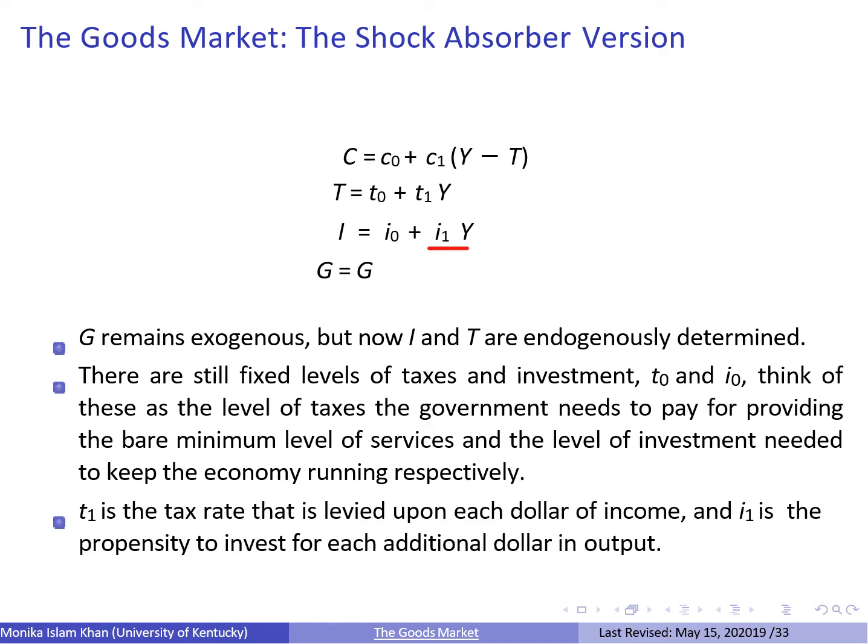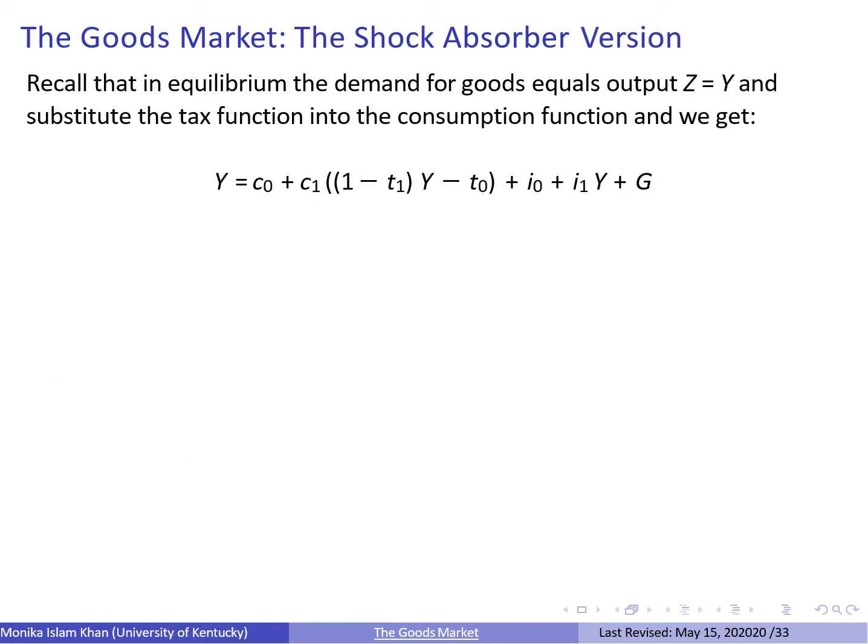This I1 here is also called the propensity to invest for each additional dollar in output. To solve for the equilibrium output here, we substitute for the tax function and the investment function into the demand for goods equals output equation here.